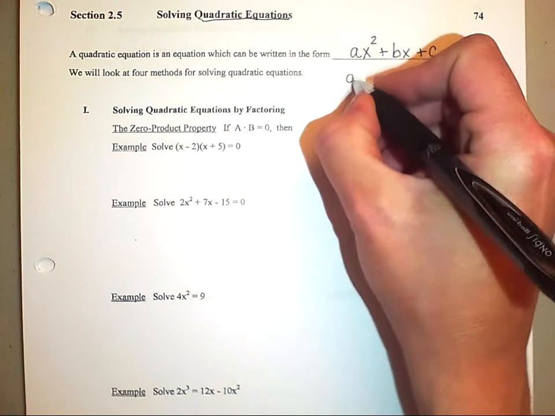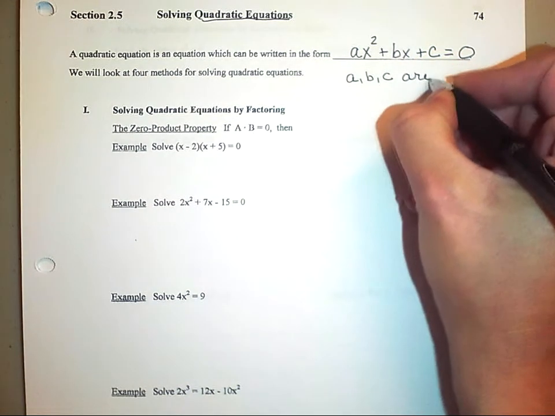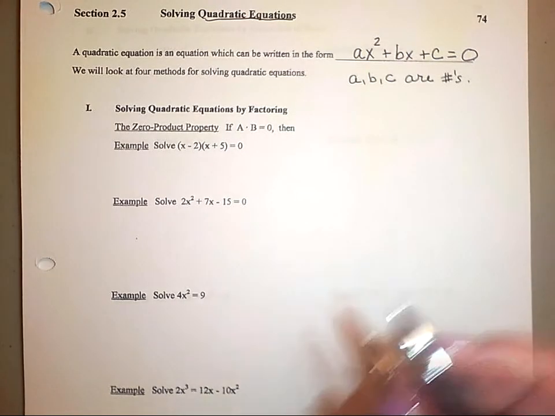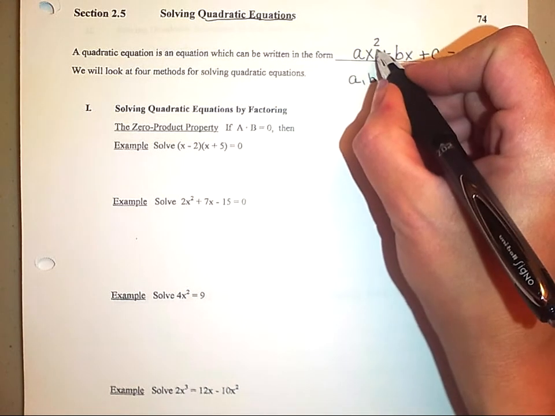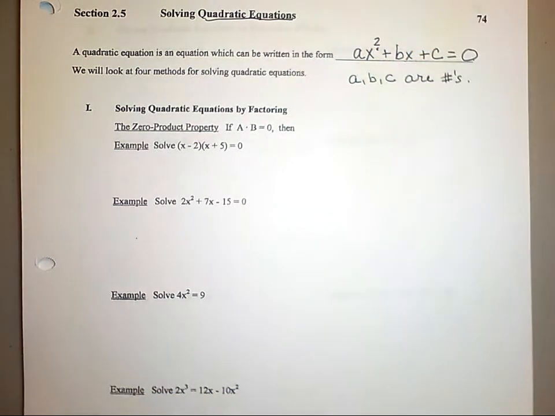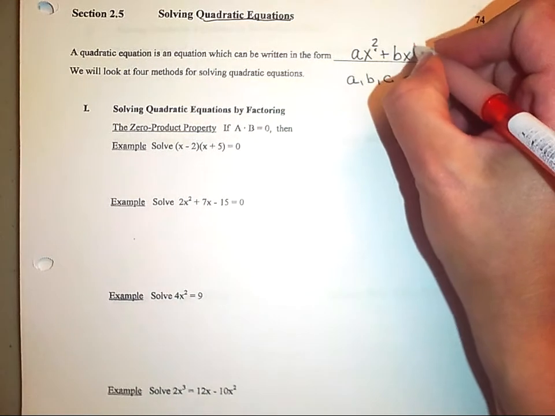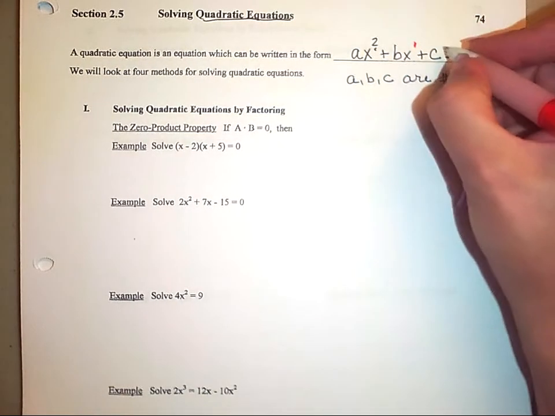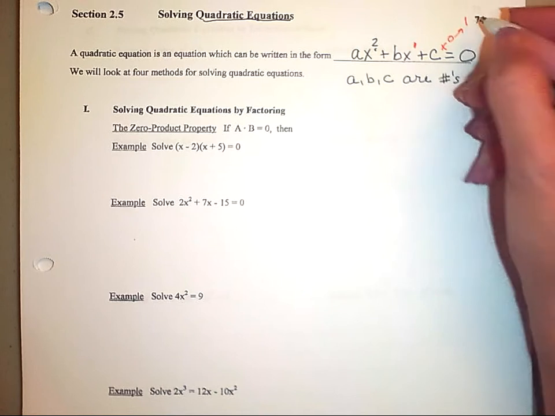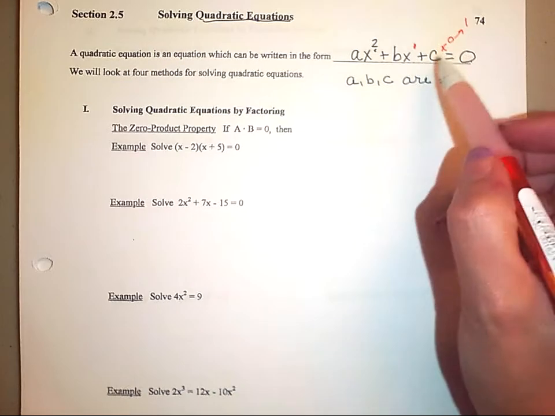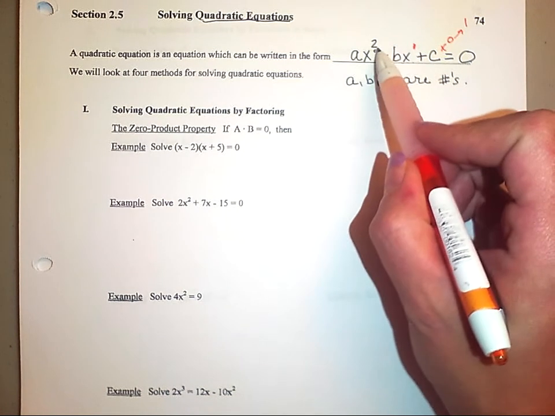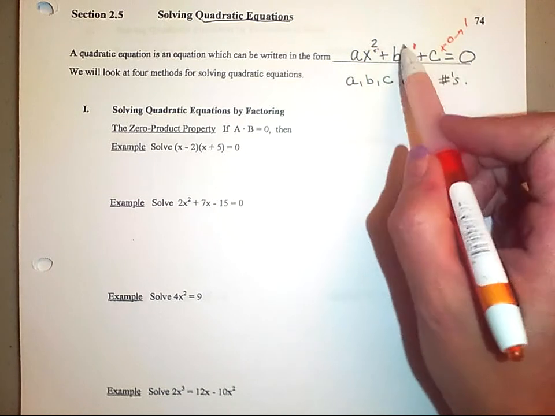Now a, b, and c are real numbers. They could be irrational, but they won't be imaginary. Notice what makes this different is that we have an exponent that we actually write in. This is x squared. Of course, there's an understood x to the first power here. And if we really wanted to, we could write c times x to the 0, because x to the 0 is equal to 1, anything to the 0 power. So notice all of the exponents are either 0 or positive, and they are whole numbers.